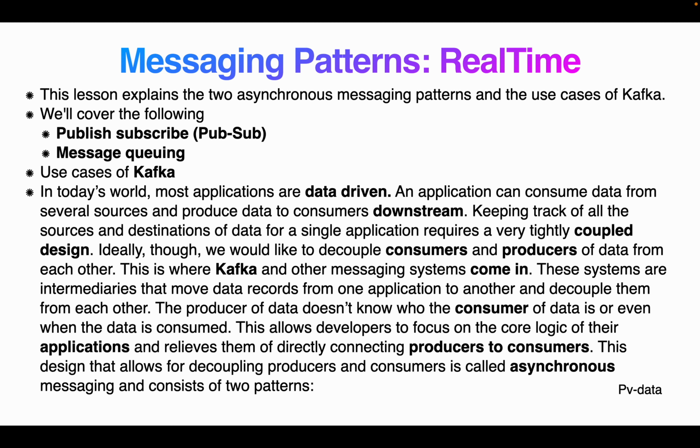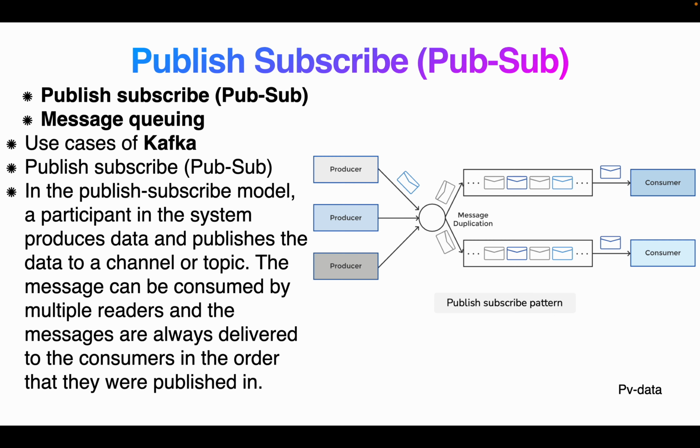Ideally, we would like to decouple the consumer and producer of data from each other. This is where Kafka and other messaging systems come in. These systems are intermediaries. They move data records from one application to another and decouple them from each other. The producer of data does not know who the consumer of data is, or even when the data is consumed. This allows developers to focus on core logic rather than directly connecting producer to consumer. This design that allows decoupling producers and consumers is called asynchronous messaging and consists of two patterns. The two we are going to discuss are pub/sub and the messaging queue.